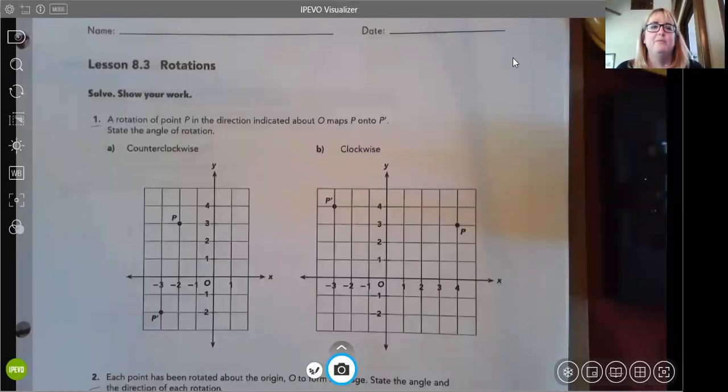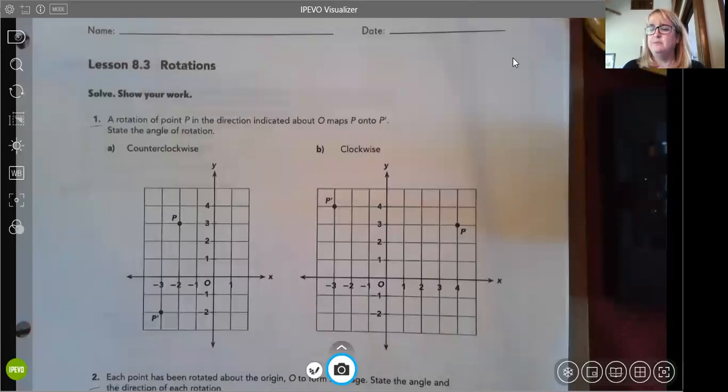Hi, Pre-Algebra. We are looking at lesson 8.3, rotations. This is our third transformation we're looking at. We have looked at translations, which were slide, up, down, left, right. We looked at reflections, and now we're looking at rotations. Rotation is a turn, and for me, the rotation is the most complicated of the movements.